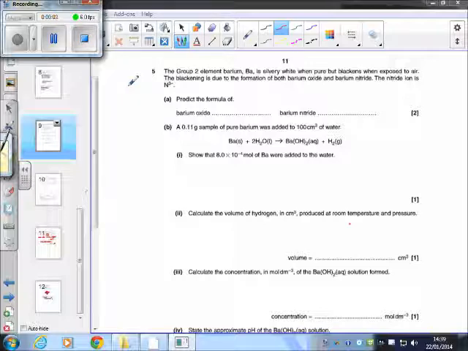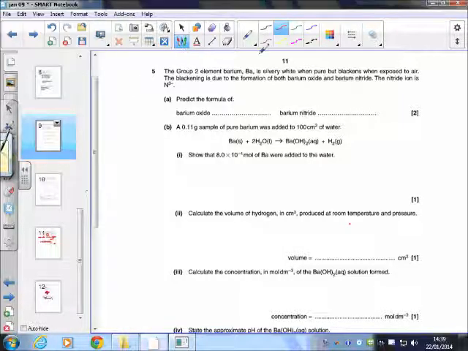Question number 5. The group 2 element, barium, is silvery white when pure but blackens when exposed to air. The blackening is due to the formation of both barium oxide and barium nitride. The nitride ion is N3-. For question A, predict the formula of barium oxide and barium nitride for 2 marks.